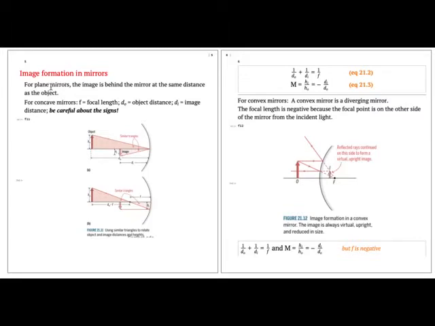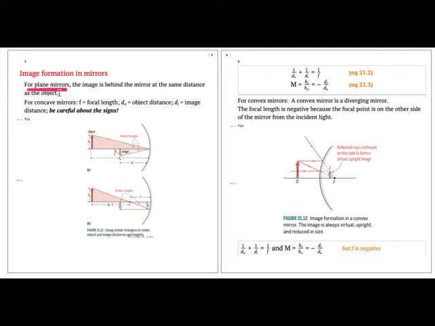So that's a plane mirror, a mirror which is just a plane surface. So for plane mirrors, the image is behind the mirror the same distance as the object is in front of the mirror. So if your face is 3 feet from the mirror, you'll see your face as if it was 3 feet behind the mirror.